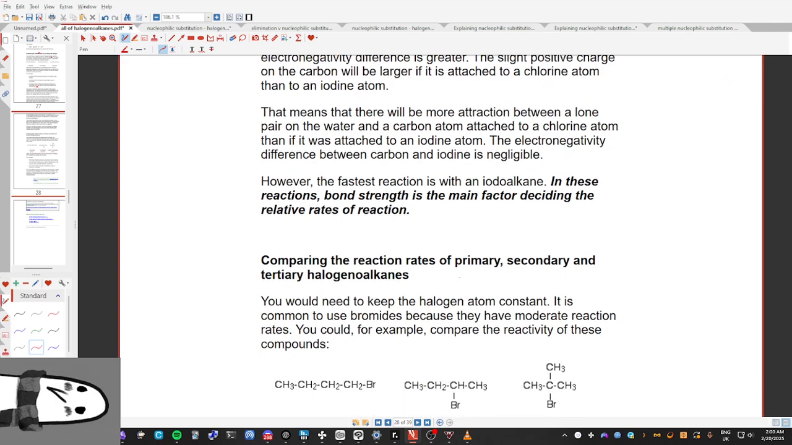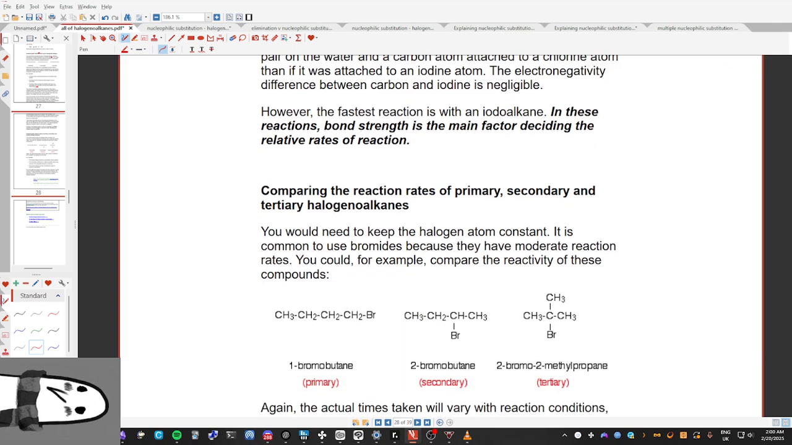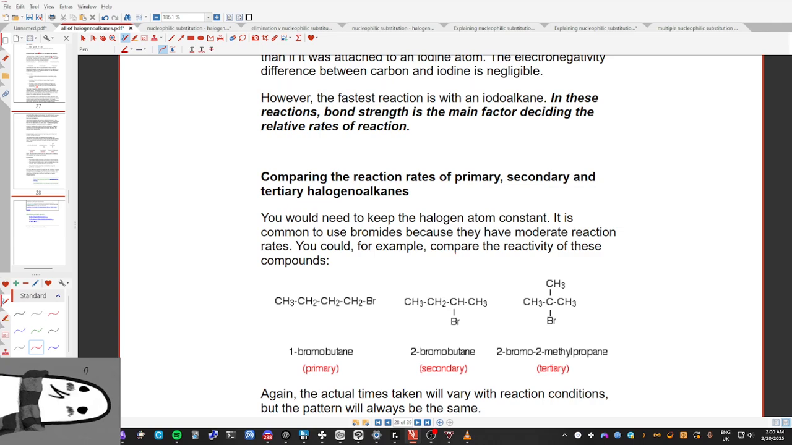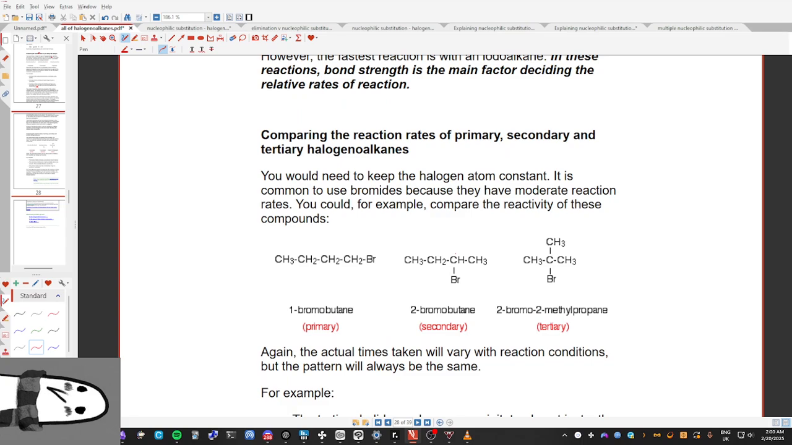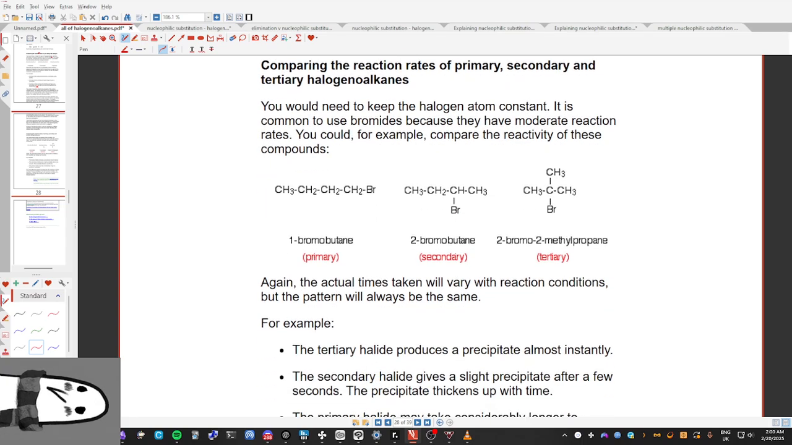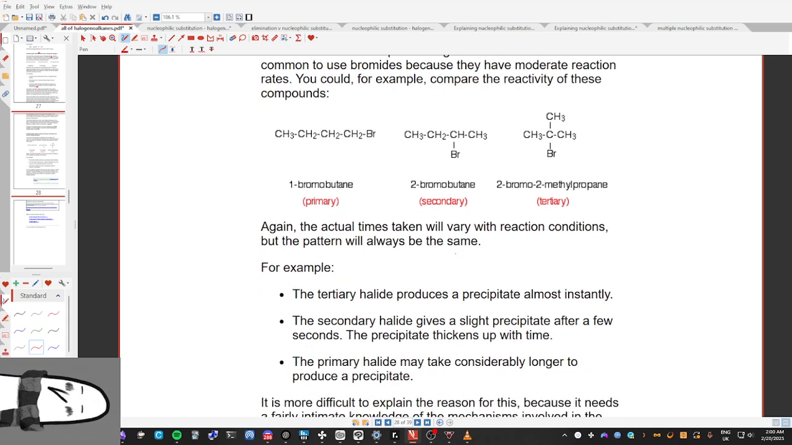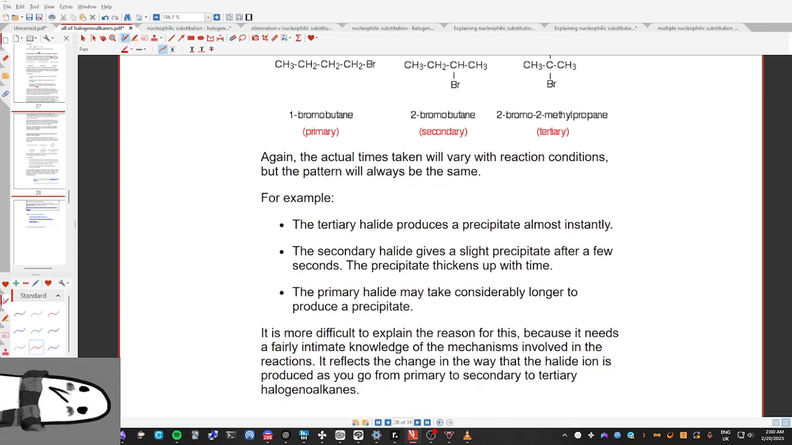Comparing reaction rates of primary, secondary, tertiary, you would need to keep the halogen constant, of course. It's commonly used bromides. Again, the actual times will vary with the reaction conditions, but the pattern will always be the same. Tertiary produces almost instantly. The primary takes considerably longer.